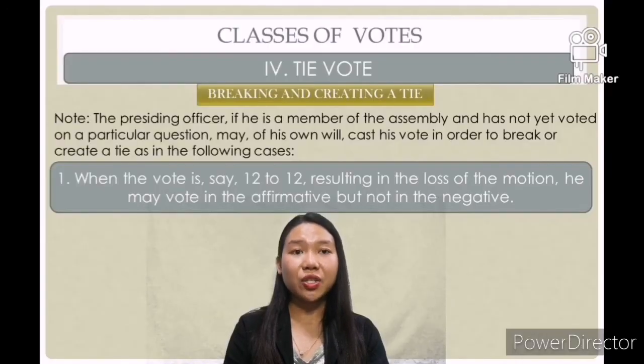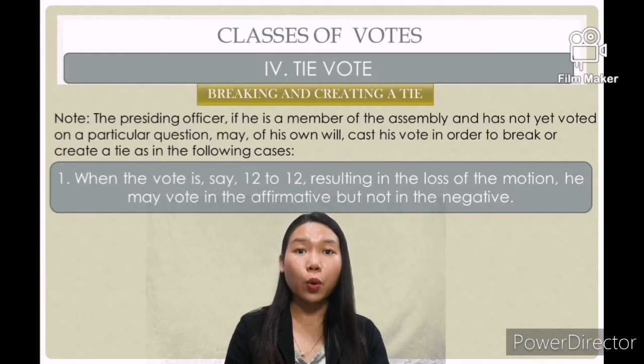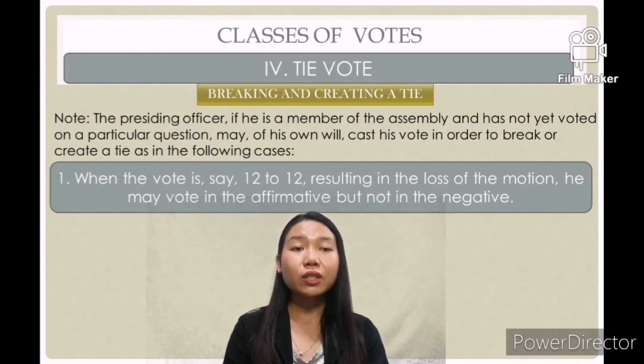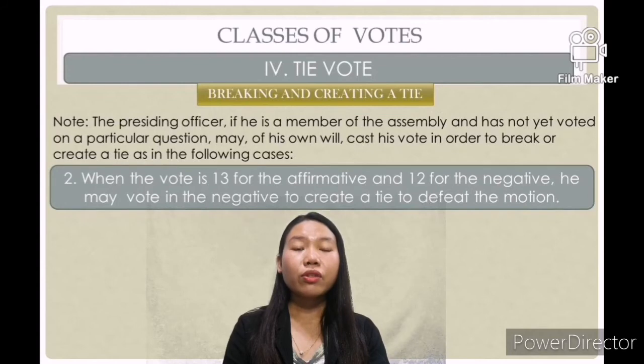The first case is when the vote is, say, 12-12, resulting in the loss of motion. He may vote in the affirmative but not in the negative. So in this case, madaog ang affirmative. The second case, when the vote is 13 for the affirmative and 12 for the negative, he may vote in the negative to create a tie to defeat the motion. Pero kung gusto niya nga madaog ang affirmative, so vote na siya dito sa affirmative diretso. Pero kung gusto niya nga i-lost ang motion, so vote dito sa negative para ma-tie sila.